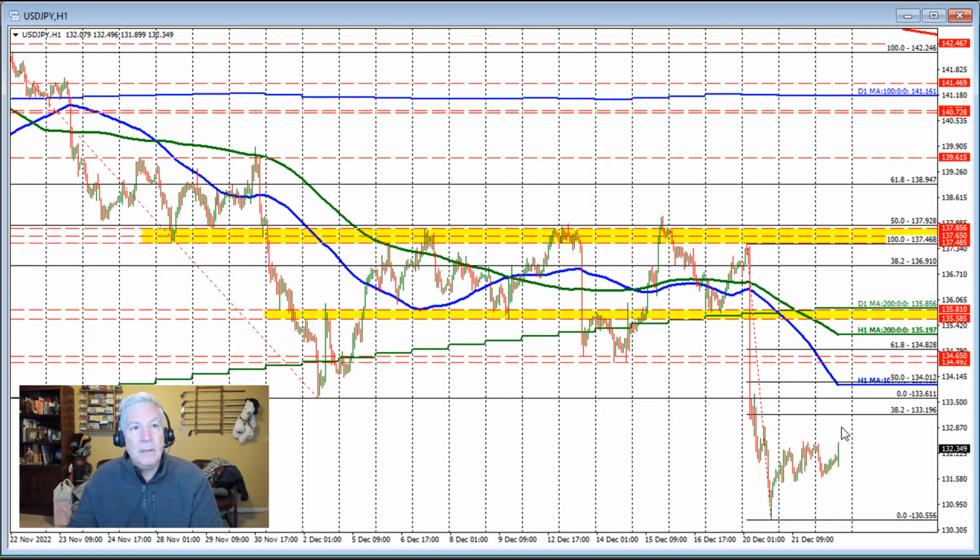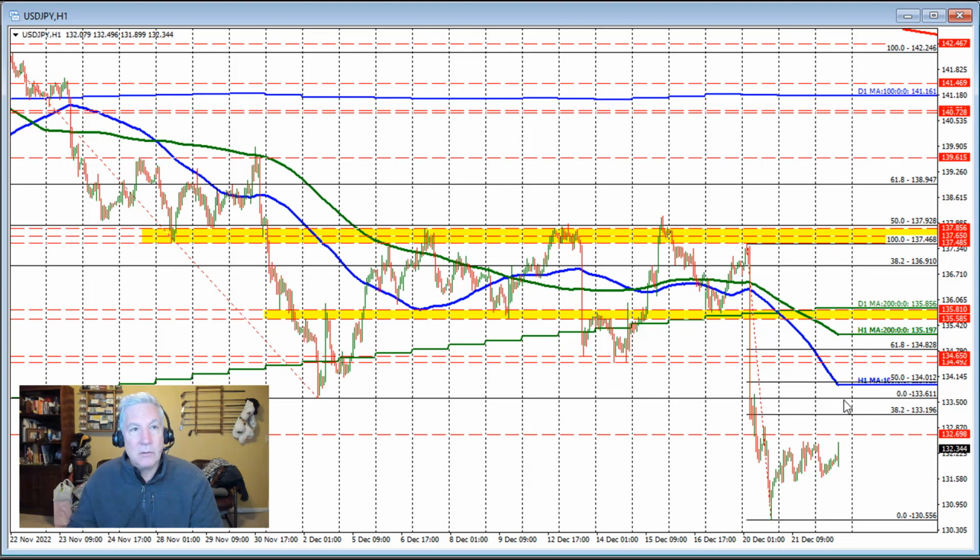And we are trying to move a little bit higher here off of the GDP data after moving lower in the Asian session and just ticking higher through here in the London European early morning session. On the hourly chart, I'm going to put a little line here at the 132.70 level. It's right around there. We need to get above that level. That's, again, the daily chart 50% retracement level.